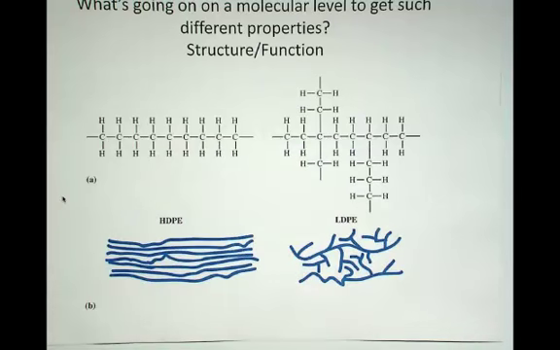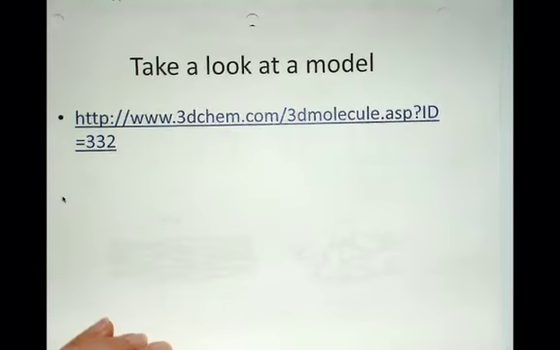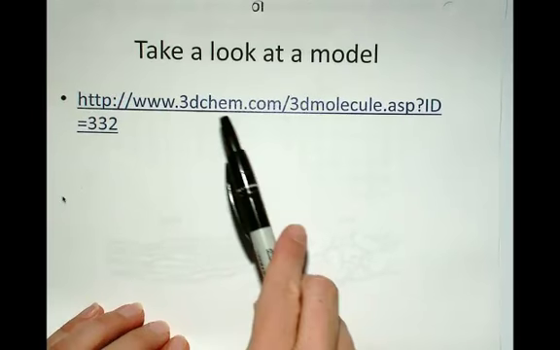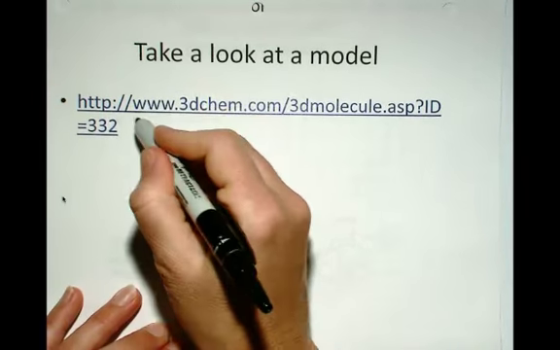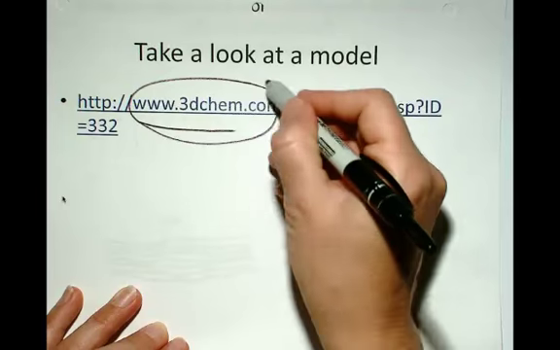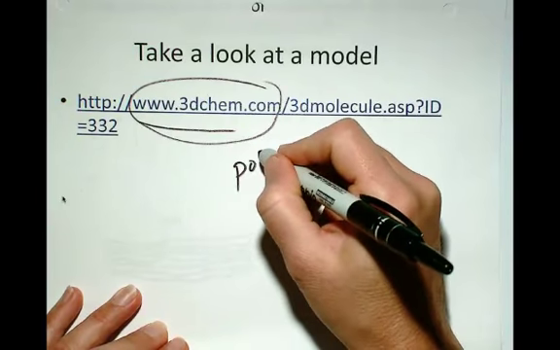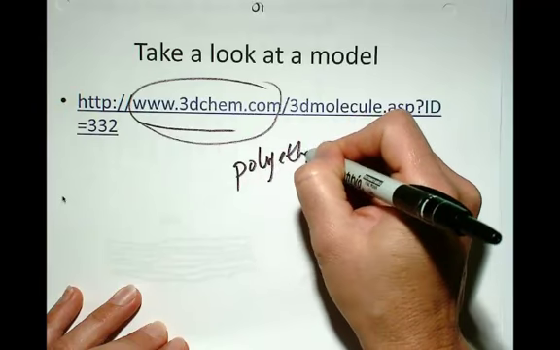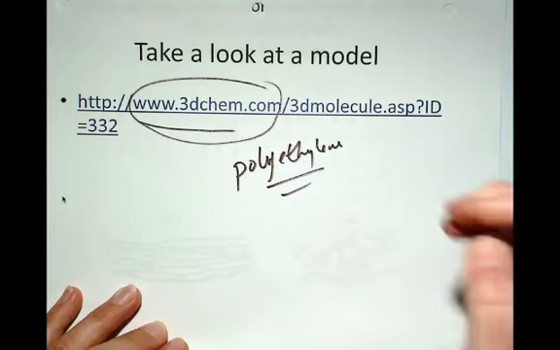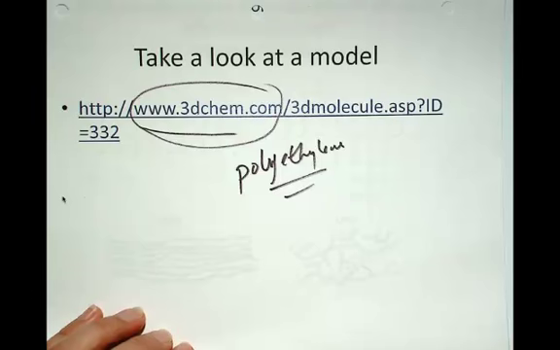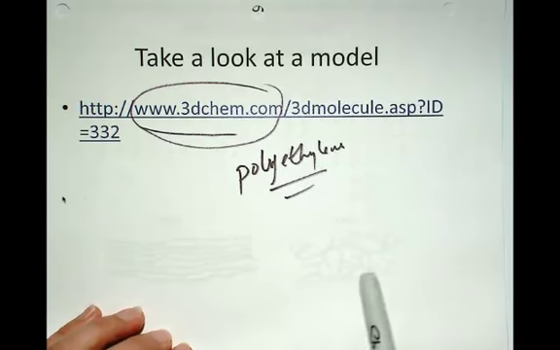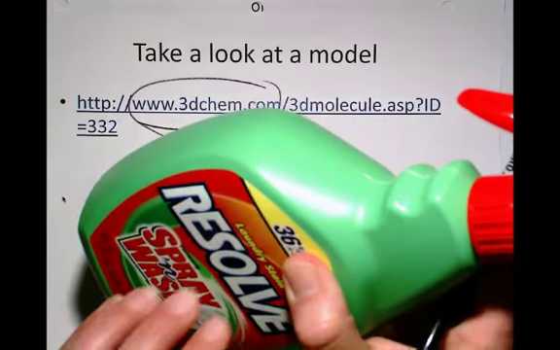So if you want, you can take a look at a model again from this website. If this link doesn't work exactly, you can just go to this website and look for polyethylene, and you can take a look at the polymer and see how the long polymer chains just kind of entangle one another, and because they're so close together, they're held tight together in this very rigid solid.